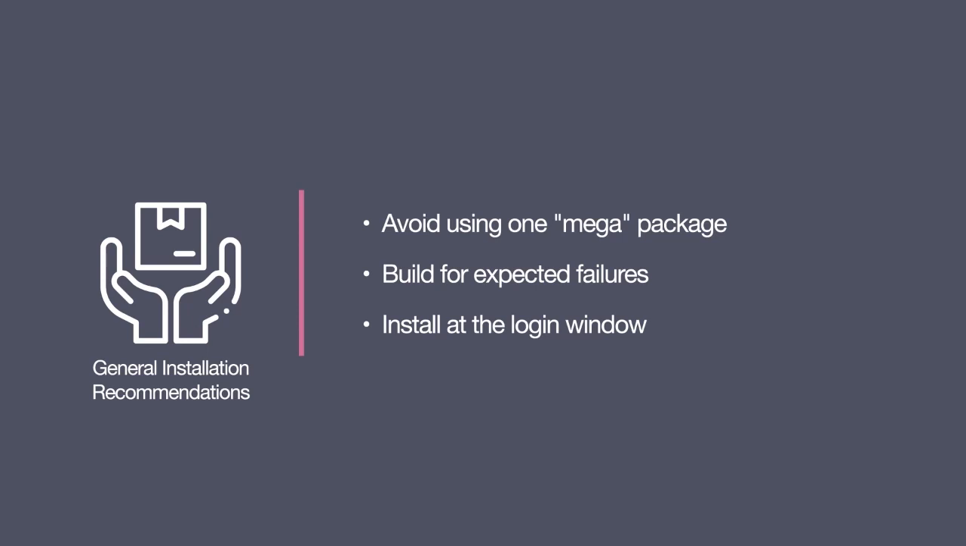Second general recommendation, build for expected failures. And to be fair, this isn't limited to Adobe titles. Expect some of your deployments to fail and use the power in your deployment tools to detect this and try again. These failures could be anything from a device going to sleep, losing network connection, or simply a weird quirk that means you just need to rerun the installer and it will work a second time.